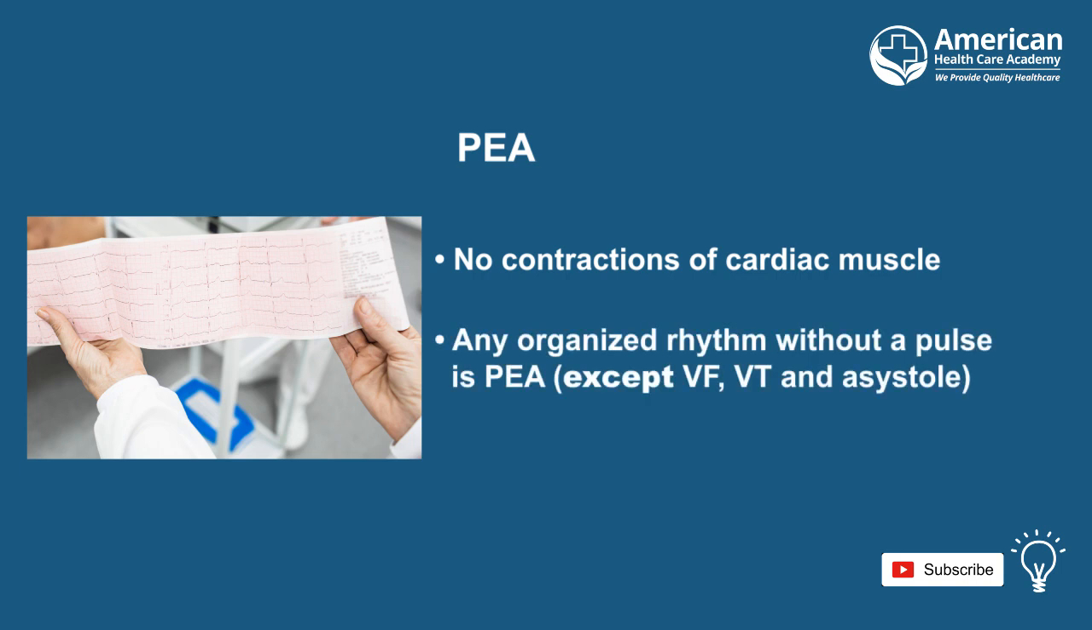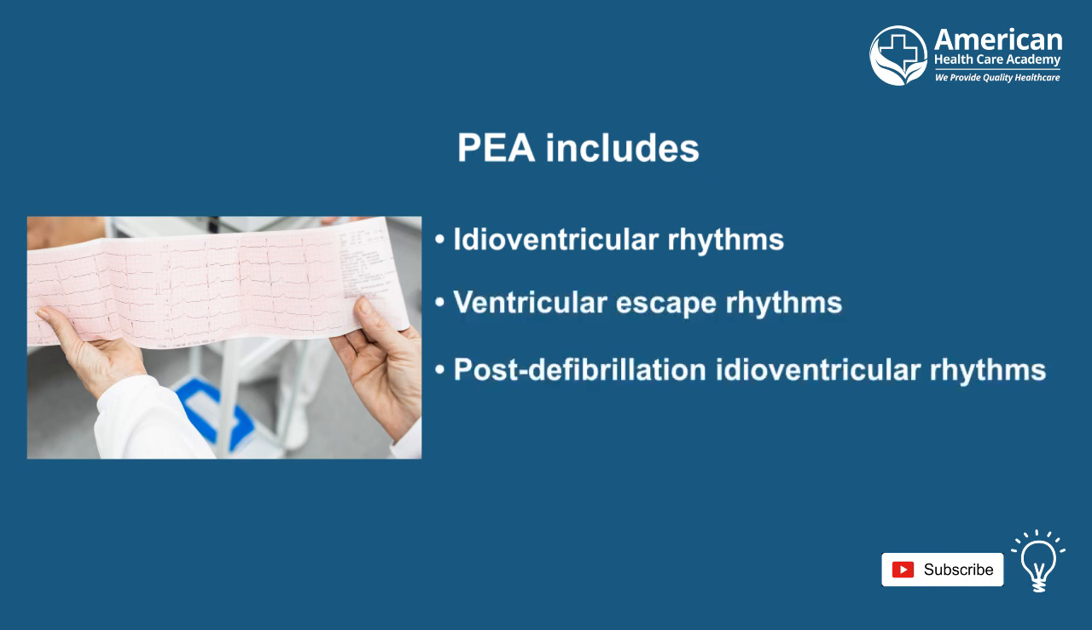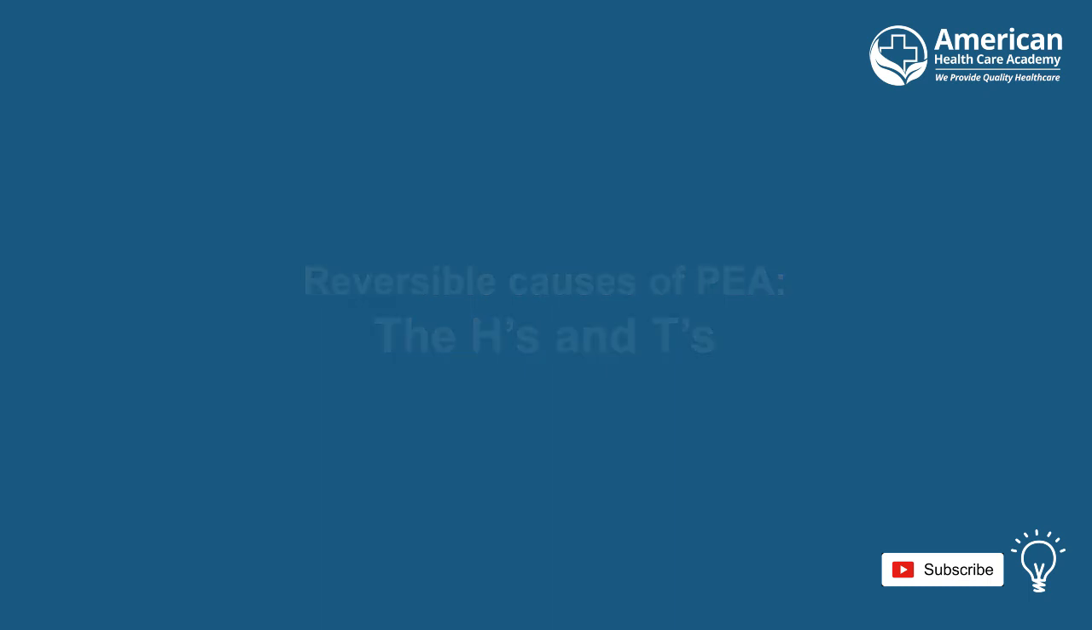Any organized rhythm without a pulse is considered PEA, except the conditions of VF, VT, and asystole. PEA includes idioventricular rhythms, ventricular escape rhythms, post-defibrillation idioventricular rhythms, and bradyasystolic rhythms. PEA can be caused by many reversible causes, which are represented by the H's and T's. Let's go over the H's now.